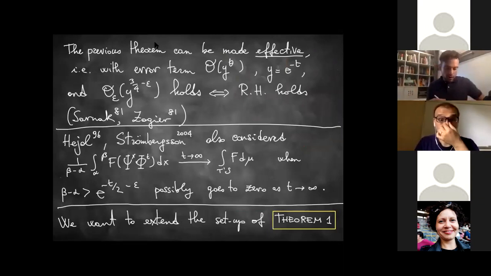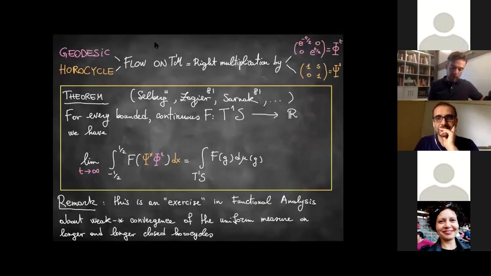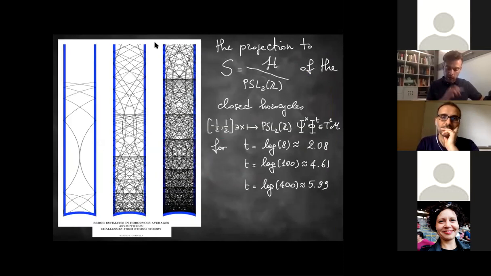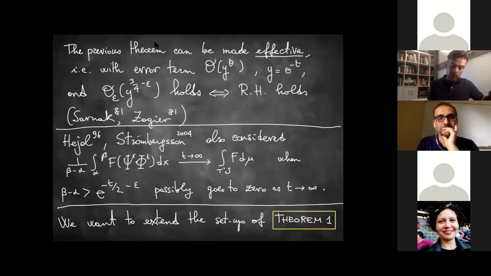So a couple of comments about the general area of research. People don't just look at horocycle equidistribution, they want to know how quickly this limit occurs, right? So instead of saying this limit equals that, you can say, well, take T very large, but not gone to infinity, then you're going to get this result plus some error terms. And having an effective equidistribution means knowing big O estimates of how big the error term is in terms of T. So that's what I say here, that that theorem can be made effective.